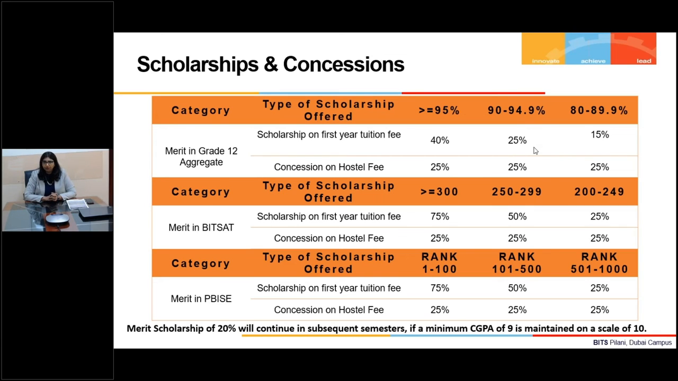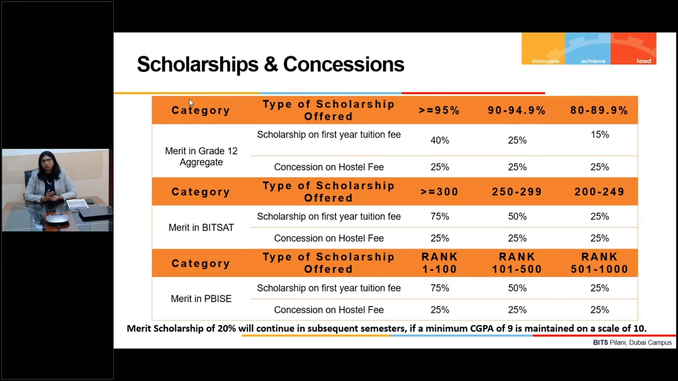And concession on hostel fee, I already mentioned to you, you get 25% across all the 4 years if you secure anything above 80%. Whereas the tuition fee scholarship indicated here is only for the first year. From second year onwards, you do get a scholarship of 20%, provided you maintain a CGPA of 9 on a scale of 10. Besides this, we also have other scholarships.